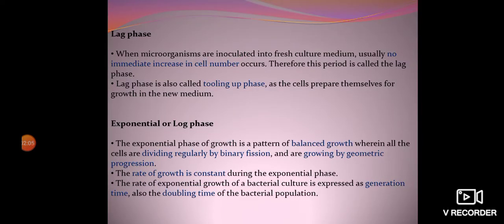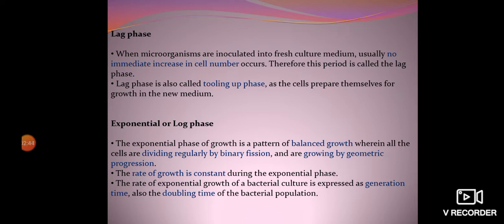Next is lag phase. When microorganisms are inoculated into fresh culture medium, usually no immediate increase in cell number occurs. As we can see in the previous plot, there is no increase in the cell number of bacterial population, that's why the plot is in horizontal direction in lag phase. Therefore, this period is known as lag phase. This lag phase is also known as tooling up phase, because in this phase the cells prepare themselves for growth in the new medium.